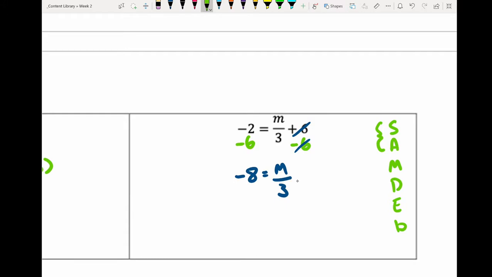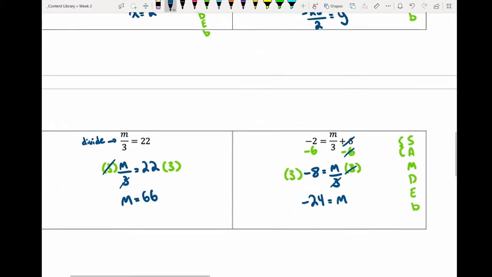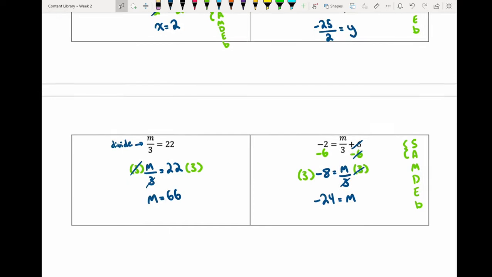Because I'm dividing m by 3, I need to multiply by 3 to cancel that out, or turn it to 0, or 1. And on the other side, I'm going to multiply by 3 as well to keep things balanced. Again, one side will cancel out, and I have negative 8 times 3, so I get negative 24 equals m. So even if m is on the left side, that's fine as well, because you could just switch them. m equals negative 24 is the same thing as negative 24 equals m.